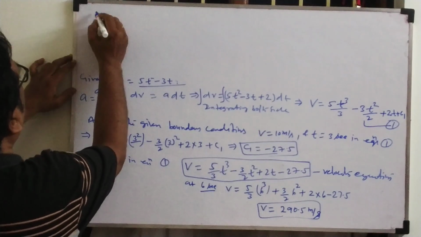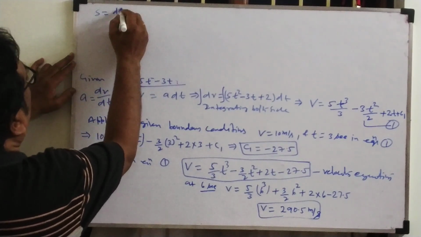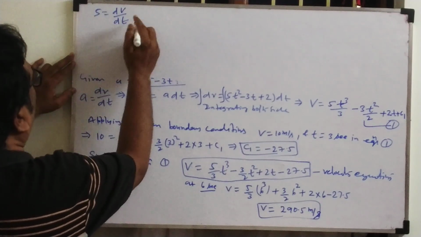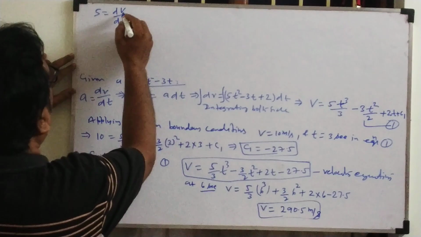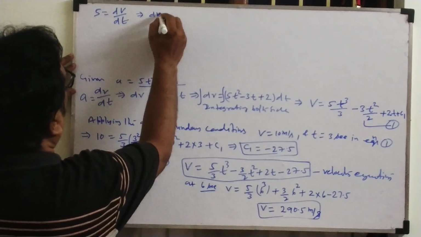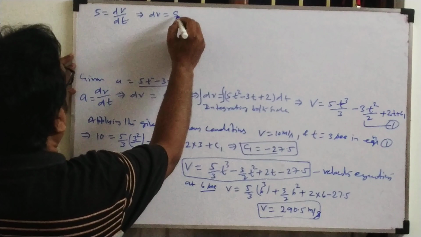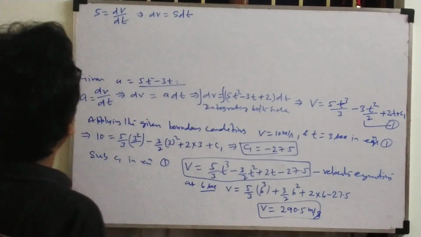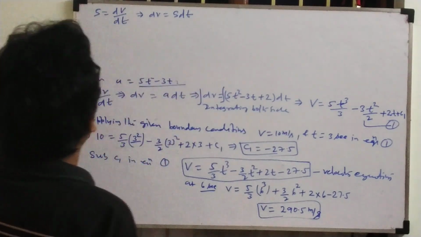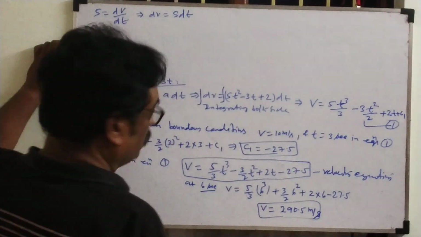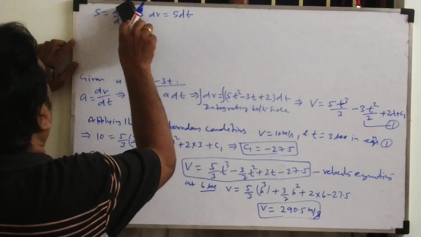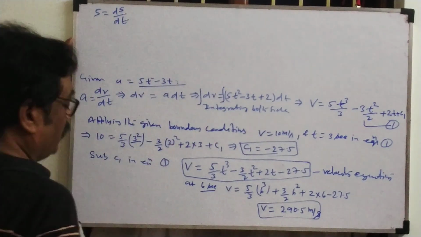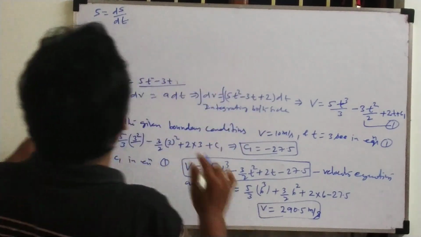Now we know that velocity is equal to ds by dt. So ds is equal to v dt. So ds is equal to the velocity equation, v, dt, and we have to write this.